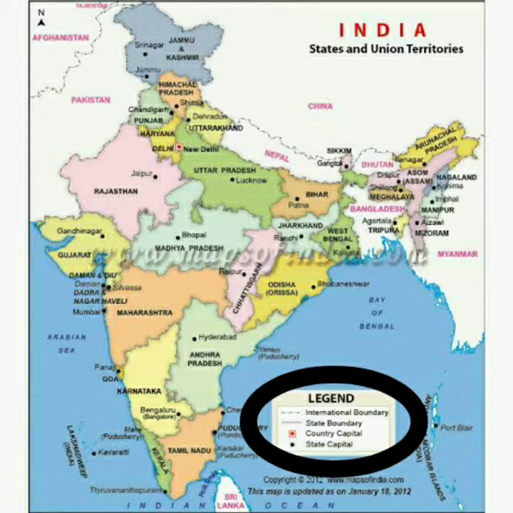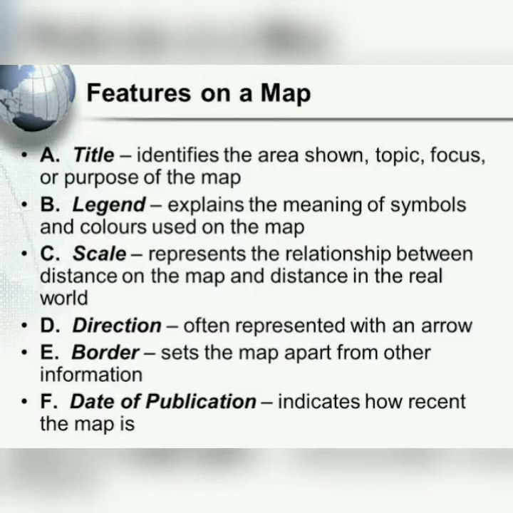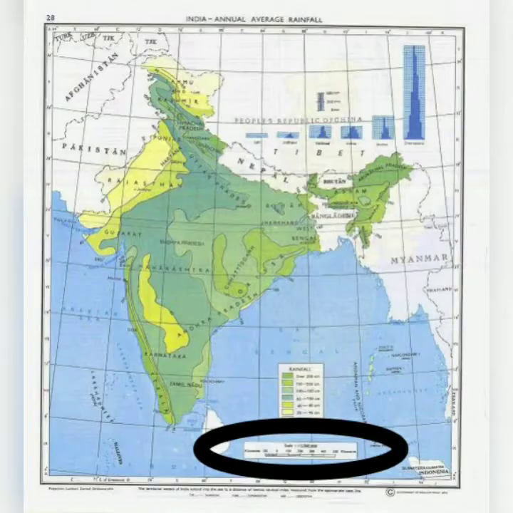The third essential of a good map is scale. Your map should have a scale specifying or representing the relation between the distance on the map and the distance in the real world. We draw the boundaries of India or the area covered by India in a single piece of paper. But do you think the area covered by India can be represented on a single piece of paper?